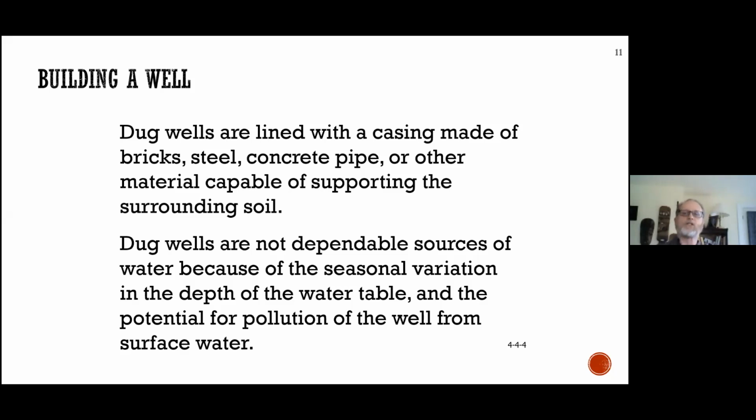But the other concern about dug wells is the potential for pollution. And we're not talking about afterwards, we're talking about actually the water in the well itself can be contaminated, either by being open or from the movement of surface water running into the well itself. And that can be a problem.